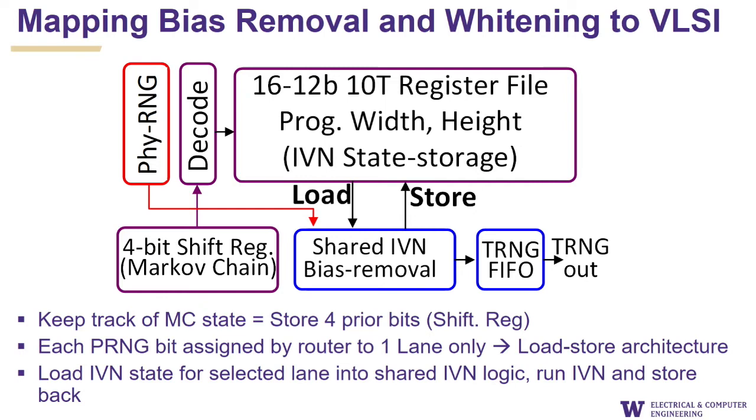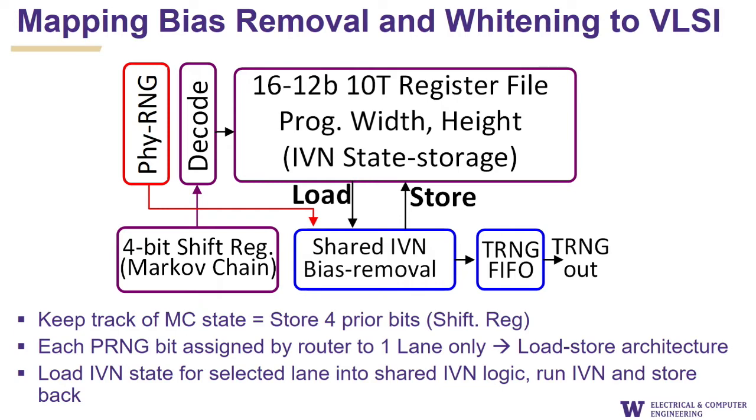And you basically take this whitening process, you take the iterative von Neumann implementation, and you just directly map them into VLSI. Turns out to be straightforward. The physical random number generator goes into that so-called Markov chain router. That is nothing but a shift register. What am I doing when I'm tracking which Markov state I'm in? I'm just tracking what the history of the bits was. That's the shift register. That's all it is.